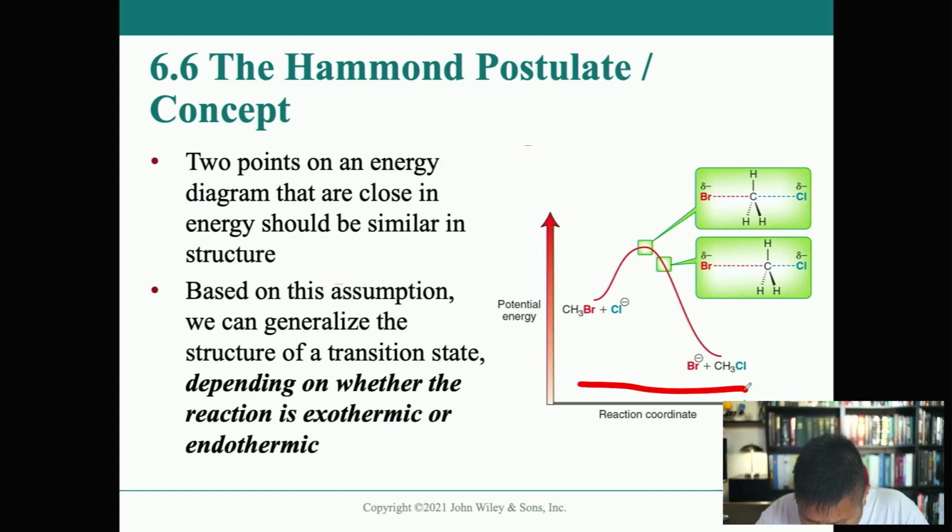And you can see here this is a transition state, and the bond breaking and forming is occurring such that you can see that the bromine is getting further and further away from the carbon, whereas the chloride is getting closer and closer to the carbon. What does that mean then?